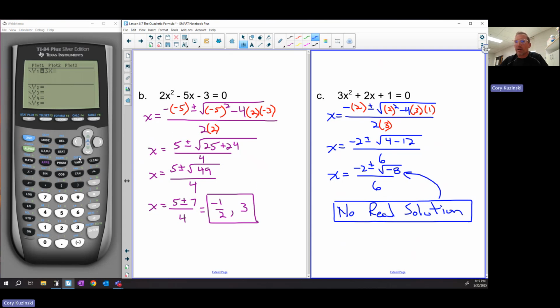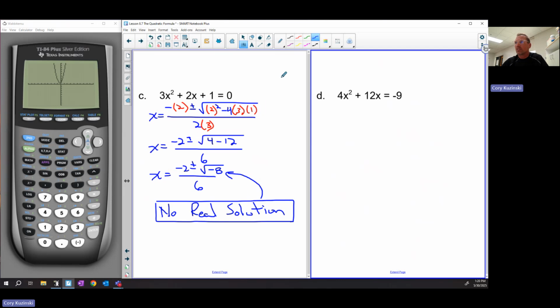All right, so let's graph it and see what happens. 3x squared plus 2x plus 1. Hopefully you're making a prediction on what this is going to look like when I graph it. Graph it. It doesn't cross the x-axis. So if it never crosses the x-axis, it will never equal 0. The quadratic formula kind of told us that. We get this negative number inside the b squared minus 4ac part, and that tells us there's no real solution. Let's do another.